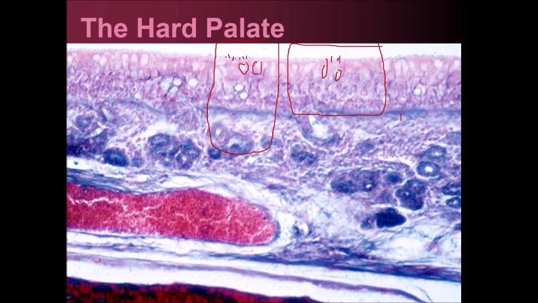Then I have the lamina propria. Then I have the submucosa, and in this case it is rich with mucous glands. These mucous glands, we call them Bowman's glands. Bowman's glands, mucus secreting glands. Here I can see a large blood vessel.